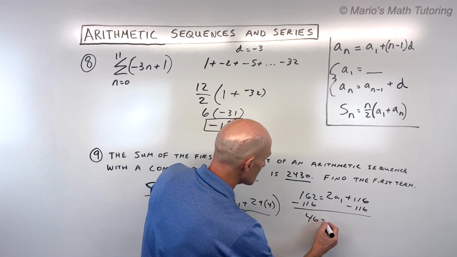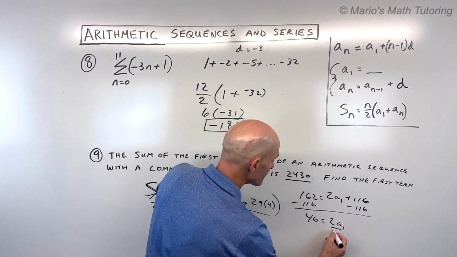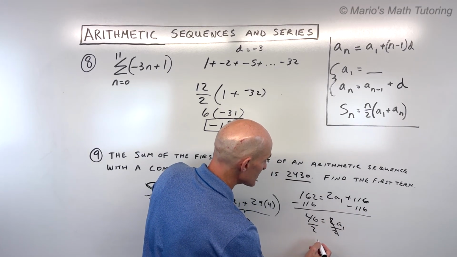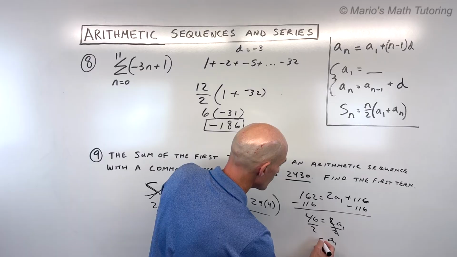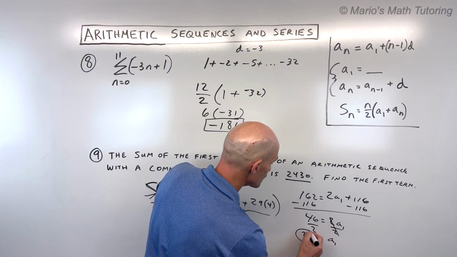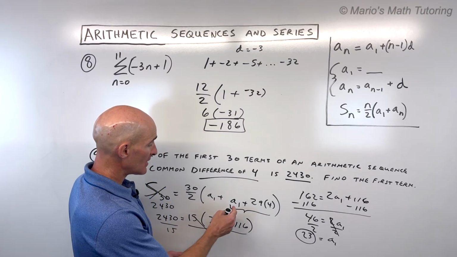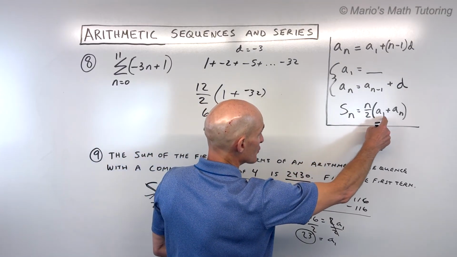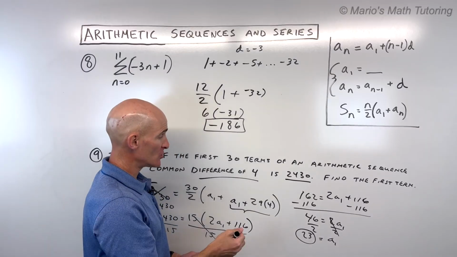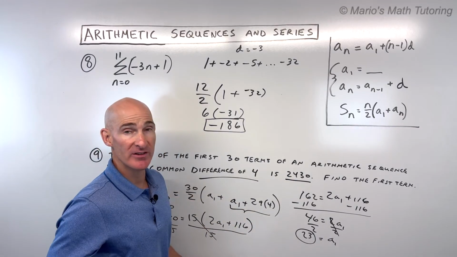46 equals 2 times a sub 1. Let's divide both sides by 2. And you can see that our first term, a sub 1, is equal to 23. And that's what they were looking for, the first term. You could check your work by plugging it back in. First term plus last term times the number of terms divided by 2, you should get 2,430, the sum.